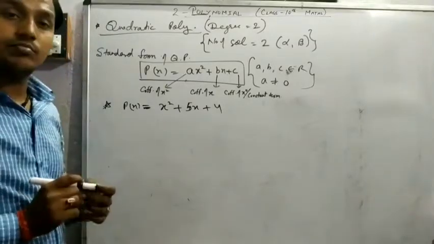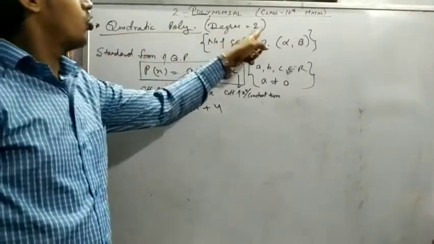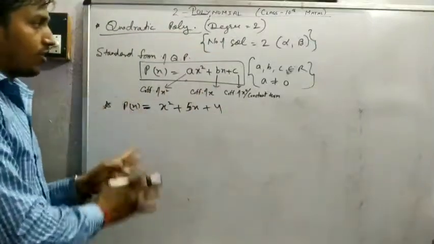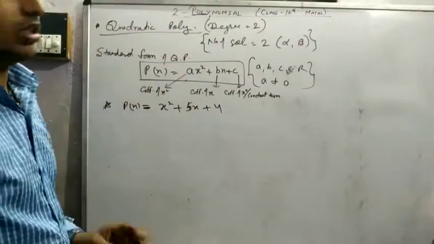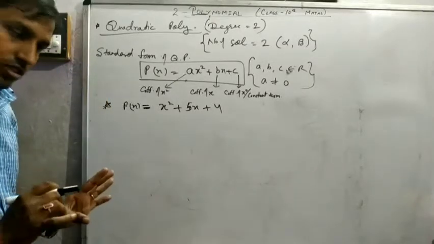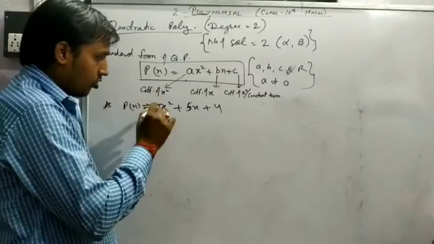Find the solution. You know that for a quadratic polynomial of degree 2, the number of solutions is also 2, alpha and beta. So we want to find the value of alpha and beta, find the solution, or you can say factorize them. Factorize it, as in 9th class.